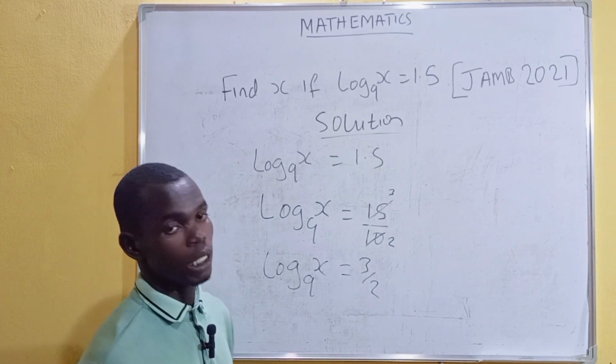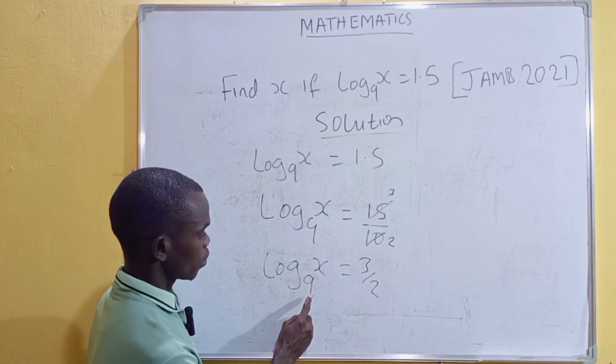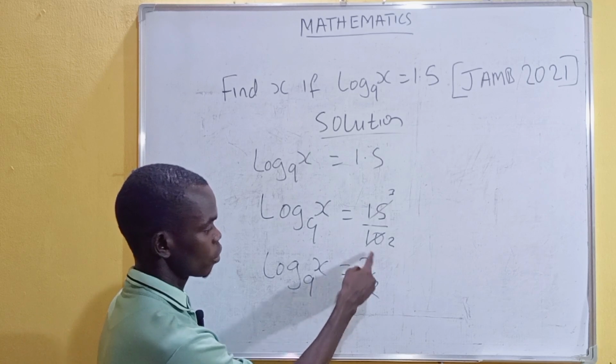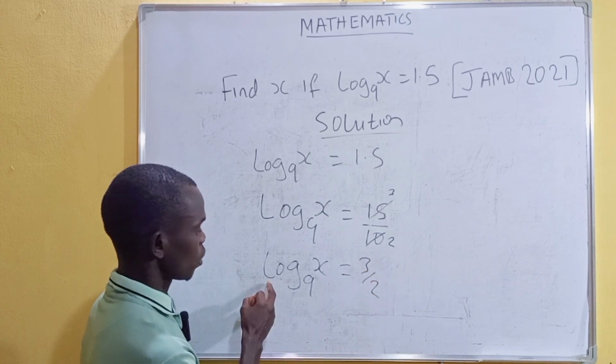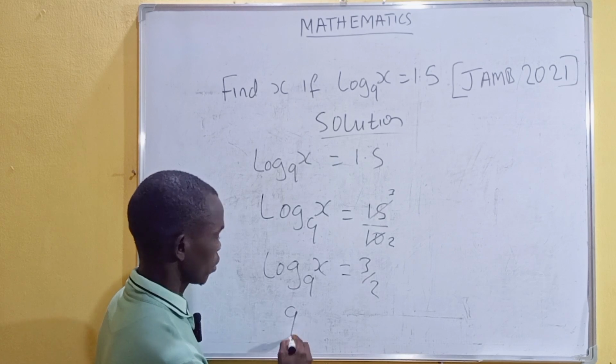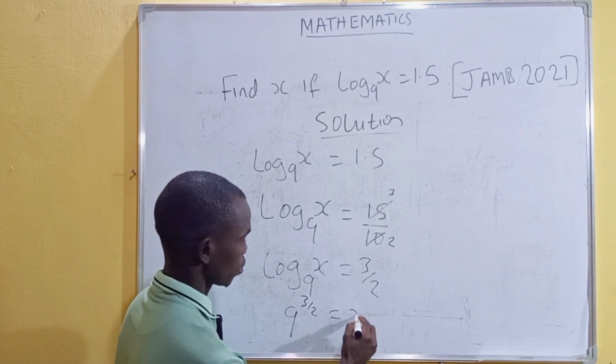So from here, we can convert it to indices. This base will be transferred to the other side to raise this as a power to eliminate this log. So it will now be 9 raised to power 3 over 2 equals S.